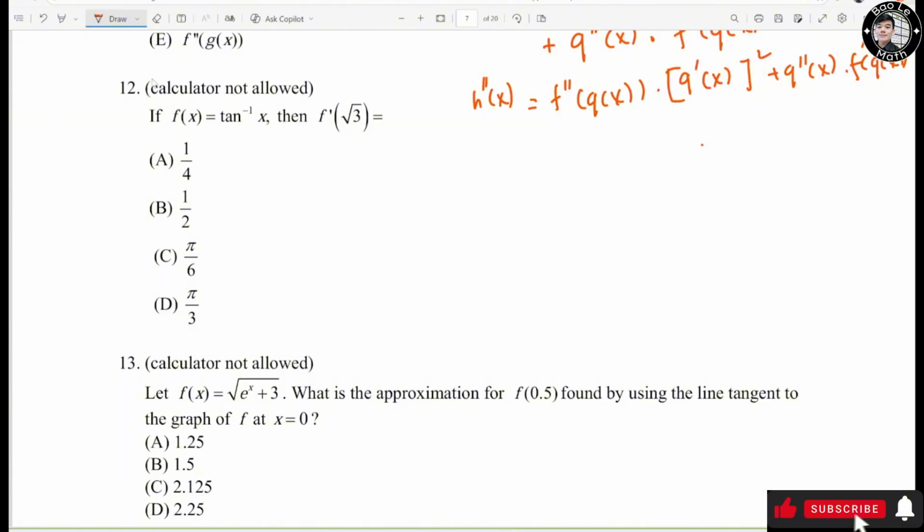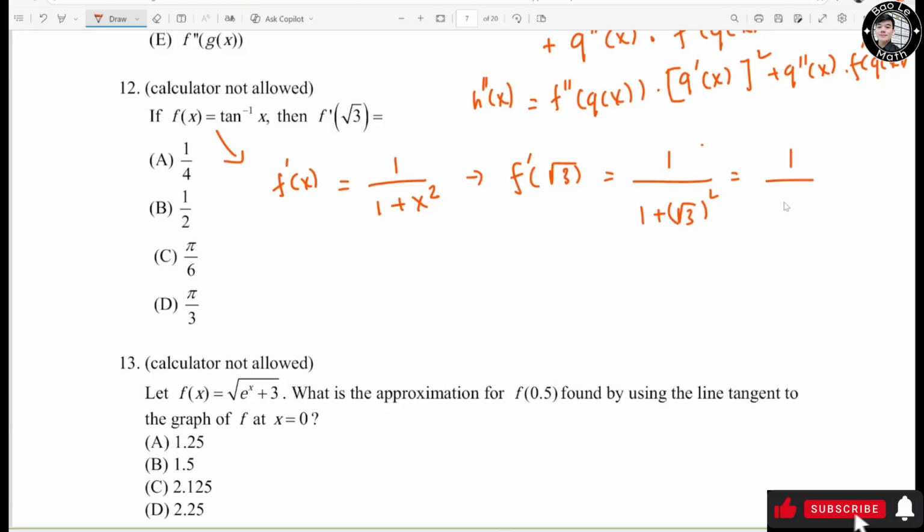Now question 12. If f of s equals inverse tangent of s, then f prime of square root of 3 is, right? So we need to find f prime of s first. It's going to be 1 over 1 plus s squared. So then f prime of square root of 3 equals 1 over 1 plus square root of 3 squared, so that gives 1 over 4. So the answer must be A.